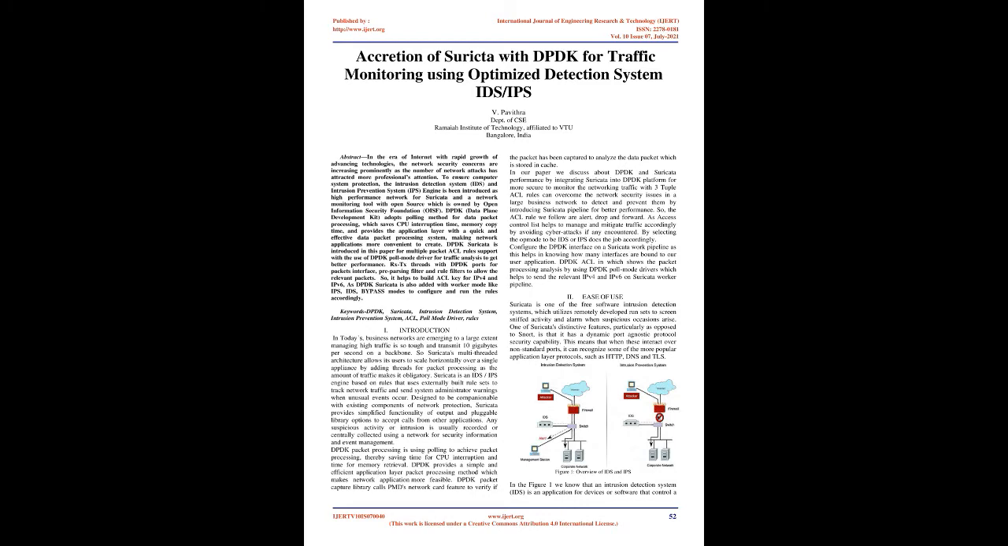poll mode driver for traffic analysis to get better performance. RX/TX threads with DPDK ports for the packet interface, pre-parsing filter, and rule filters allow the relevant packets. So, it helps to build the ACL key for IPv4 and IPv6, as DPDK Suricata is also added with worker modes like IPS, IDS, and bypass modes to configure and run the rules accordingly.